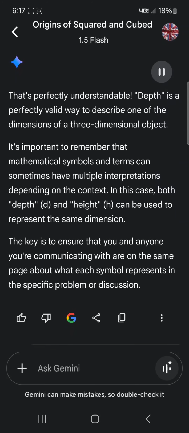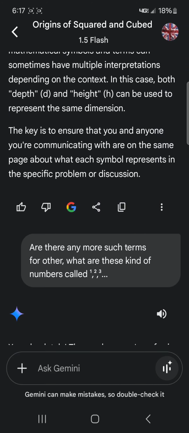That's perfectly understandable. Depth is a perfectly valid way to describe one of the dimensions of a 3-dimensional object. It's important to remember that mathematical symbols and terms can sometimes have multiple interpretations depending on the context. In this case, both depth D and height H can be used to represent the same dimension. The key is to ensure that you and anyone you're communicating with are on the same page about what each symbol represents in the specific problem or discussion. Are there any more such terms for others?